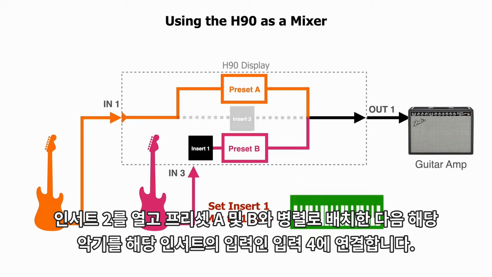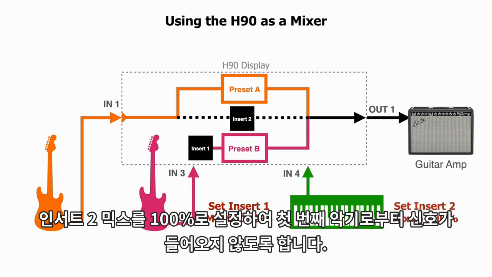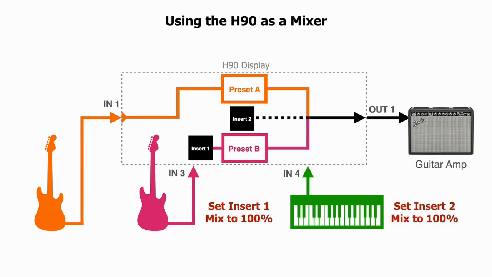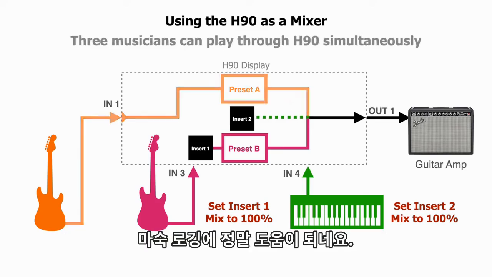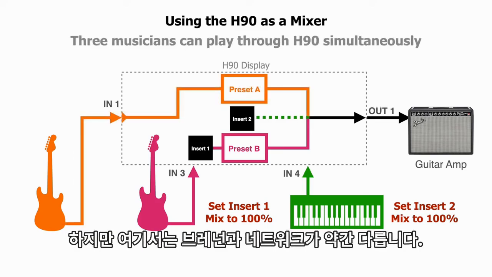Open up Insert 2 and place it in parallel with preset A and B. Connect that instrument to input 4, which is the input of that insert. Set the Insert 2 mix to 100%, so we don't get any signal from the first instrument. In this configuration, the first instrument gets processed through preset A, the second instrument gets processed through preset B, and the third instrument simply gets mixed with the other two signals and sent to the same output.